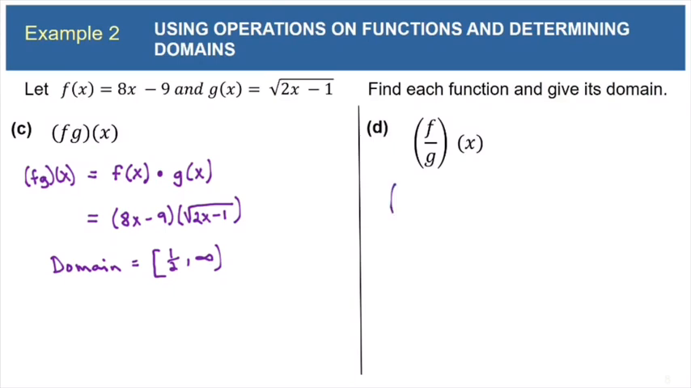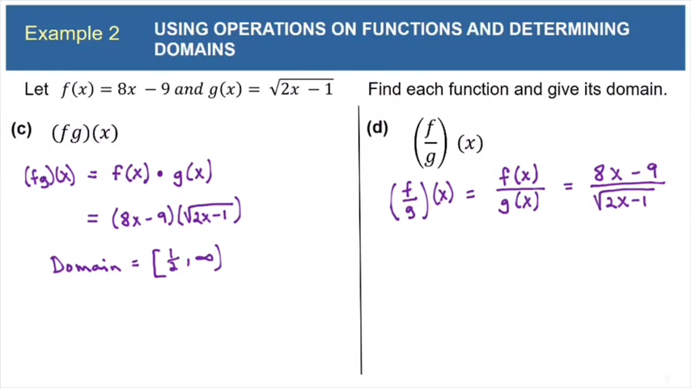By definition, that's f of x divided by g of x, as long as g of x is not equal to 0. So any x values that cause g of x to be 0 will have to be left out of the domain of this function. So let's go ahead and plug in our functions. f of x in the numerator is 8x minus 9, and in the denominator we have g of x, which is square root of 2x minus 1.